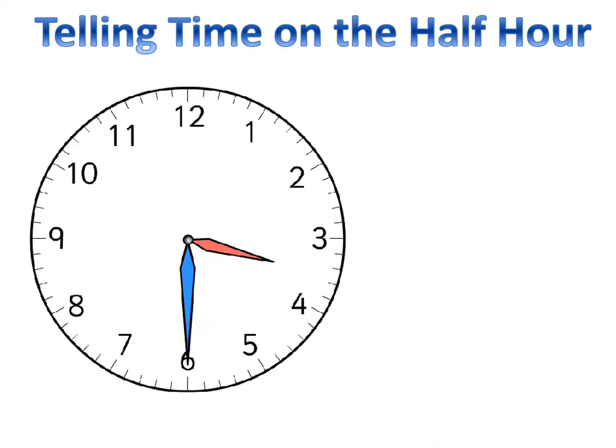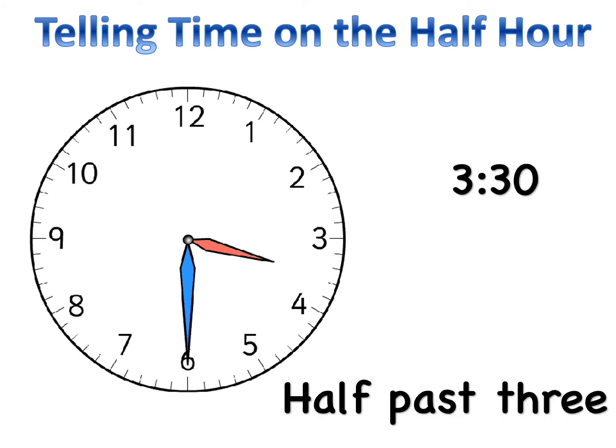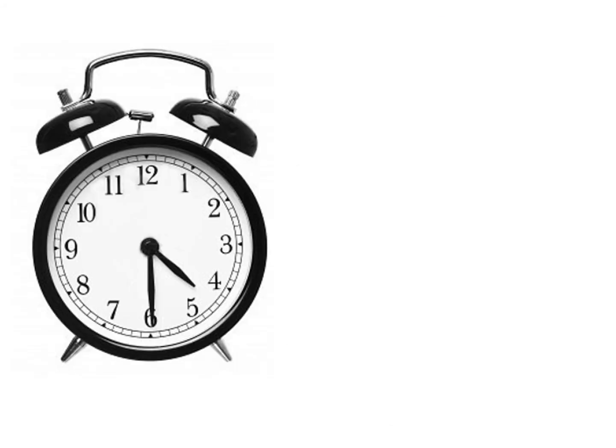Okay, boys and girls, let's take a look at this clock. The hour hand is halfway between the 3 and the 4, and the minute hand, that's the blue one, is at the 6. So what time is this? 3:30, or we can call it 3:30. Very good.